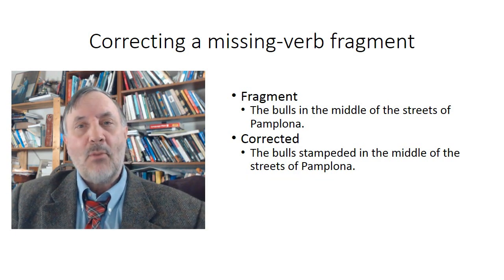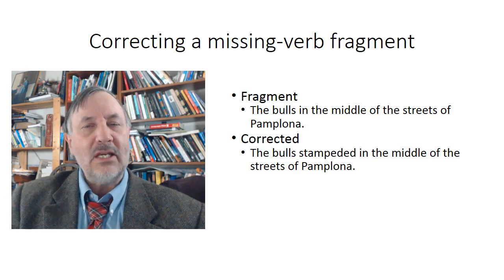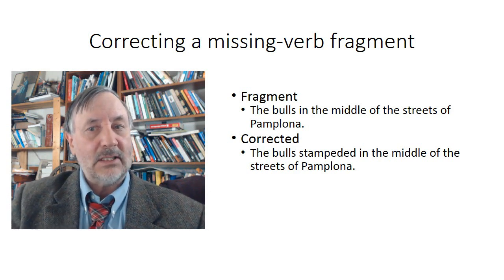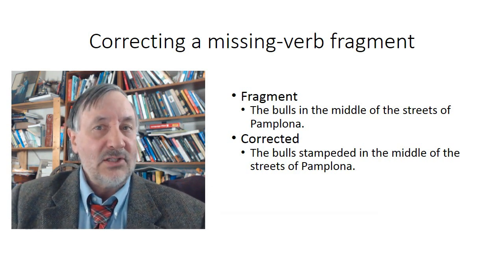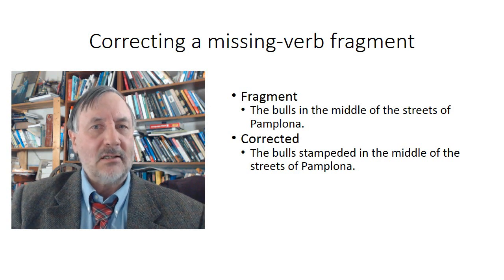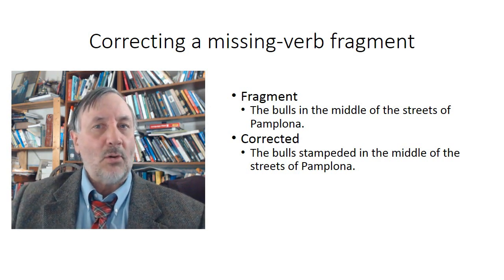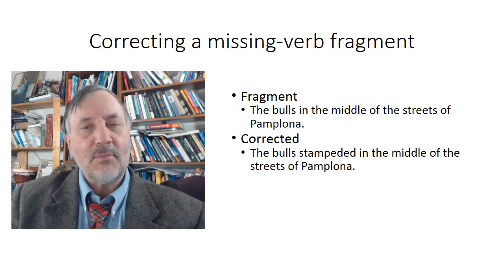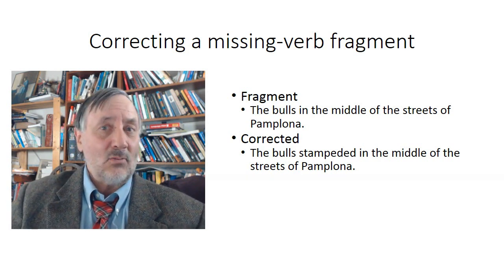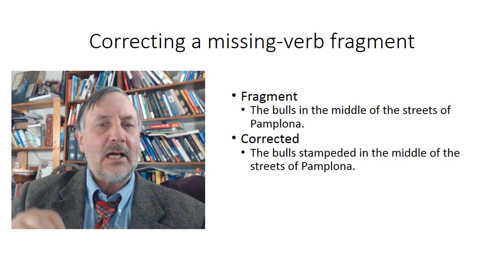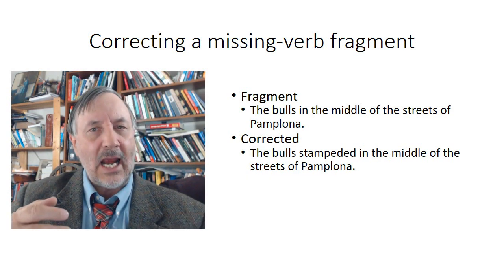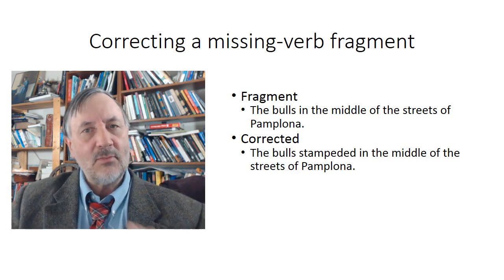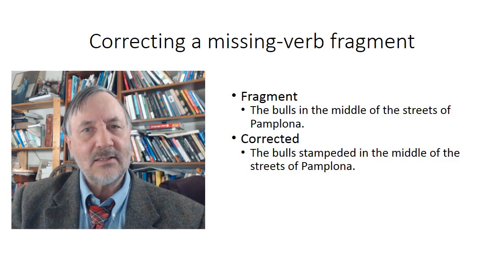Now, perhaps another way would be to add a phrase with a verb in front of the bulls in the middle of the streets of Pamplona, such as the people taunted the bulls in the middle of the streets of Pamplona. You know, maybe the bulls in the middle of the streets of Pamplona is not the actor that we want to focus on. But at any rate, correcting a missing verb fragment has to do with inserting a verb, and so we have a subject-verb relationship somewhere in the sentence.